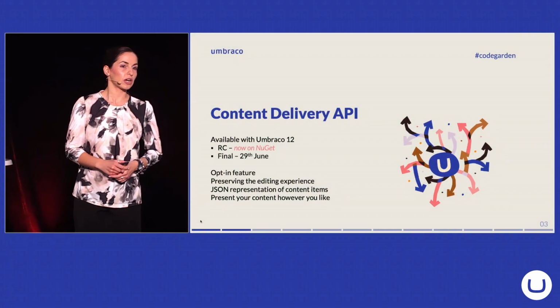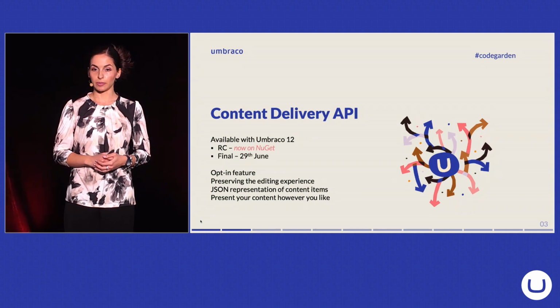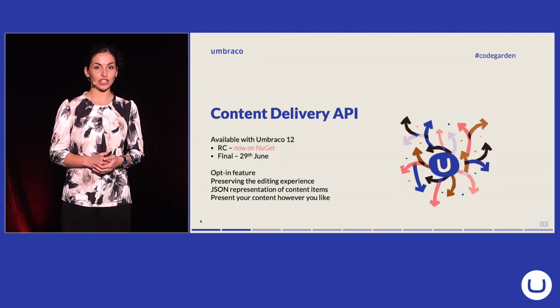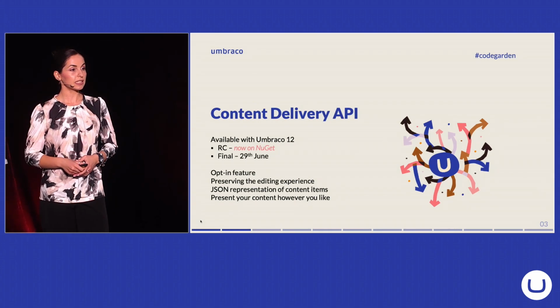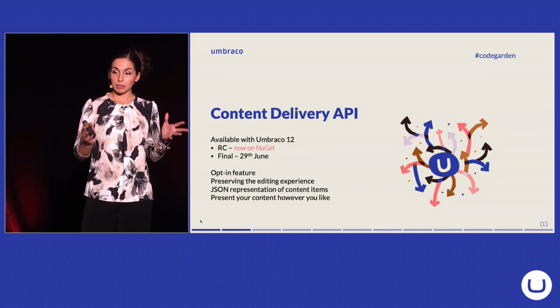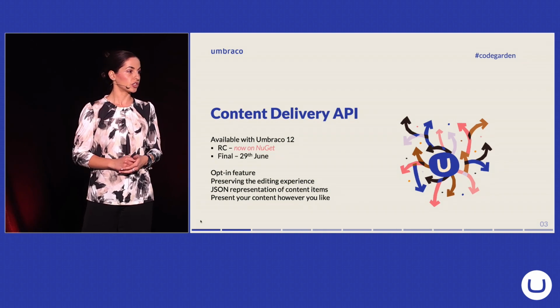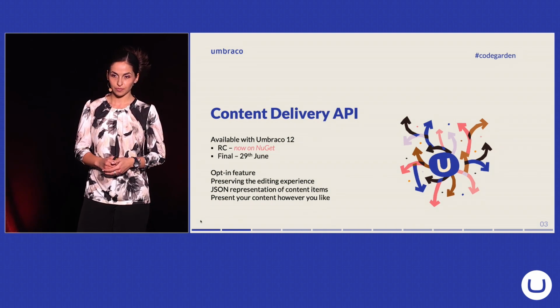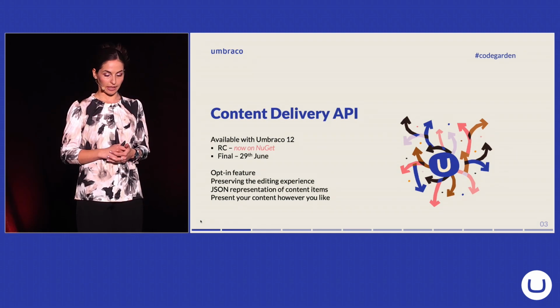With the release of Umbraco 12, we are introducing the highly anticipated Content Delivery API, which will bring headless capabilities to the CMS. The RC is already available on NuGet, giving you the chance to try it out before the official release. Meanwhile, mark your calendars for the 29th of June, when the final version of Umbraco 12 will be available. Now, let me give you a bit more context about this exciting new API.